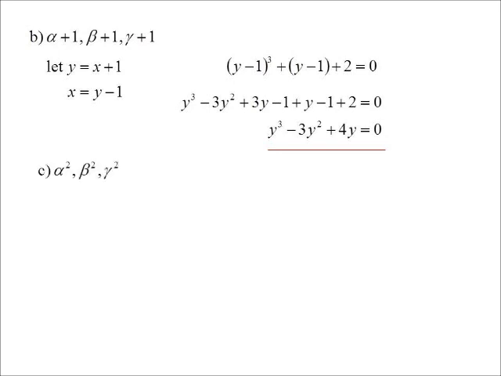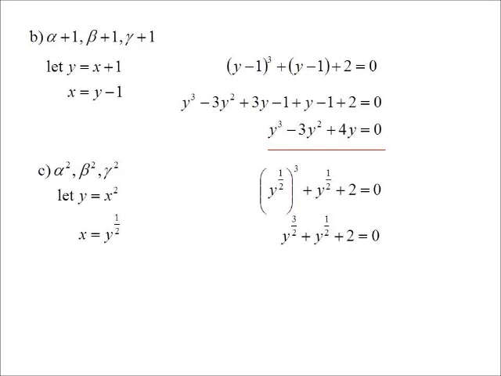Here's the tricky one. Alpha squared, beta squared, gamma squared. So we'll let y equal x squared. X will equal y to the power of a half. Sub that in. Now, of course, there's no way that's a polynomial because we don't have fractional powers. So you think, oh, that's all right, I'll just square it. Problem is, when you square, remember, you get twice the product. So when I go twice 2 times y to the half, I've still got a fractional power. No good.